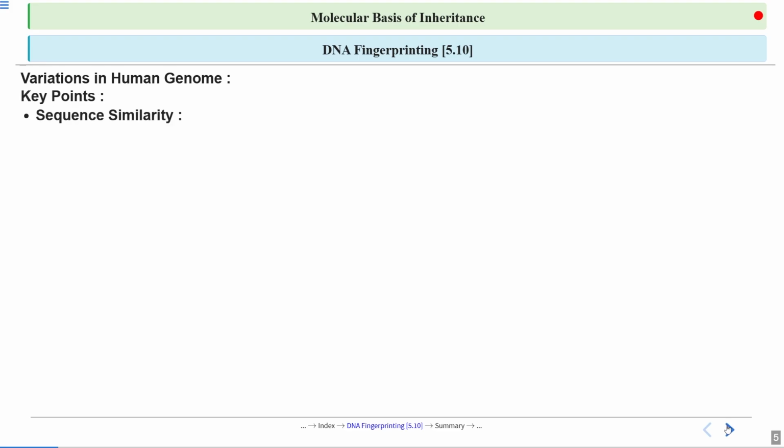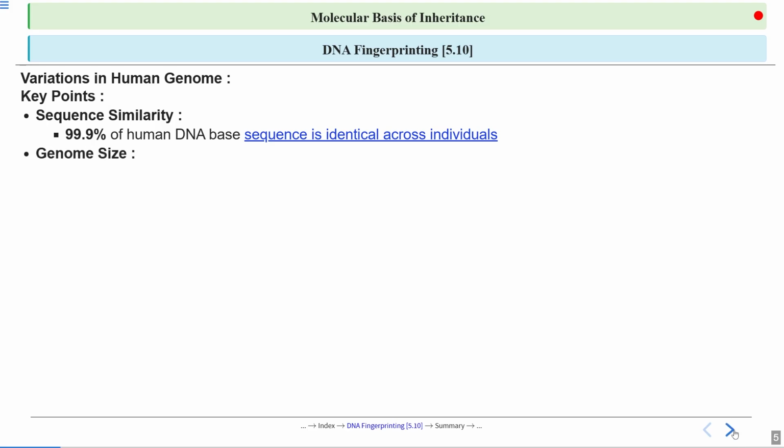If we talk about some key points on variations present in the human genome, first is the sequence similarity. In yesterday's class, we saw that from the Human Genome Project, we got to know that 99.9% of the human DNA base sequence is identical across individuals, everyone.